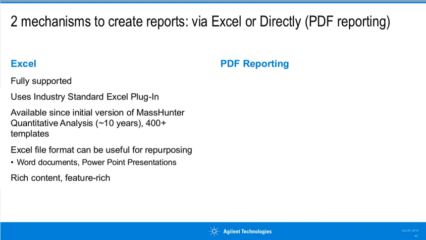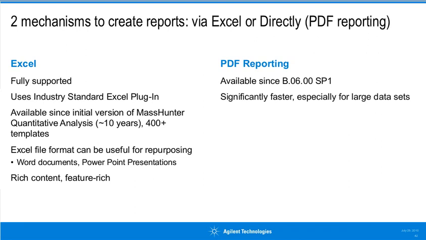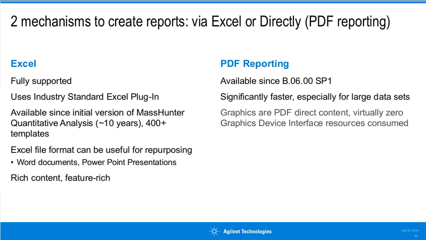From a PDF reporting perspective, it's been available for the past few years, and as you saw, it is significantly faster, especially for large data sets. And the reason for that is because the graphics are PDF direct content, and they don't have to go through the graphics device interface, which can often be the source of a slow report in Excel.